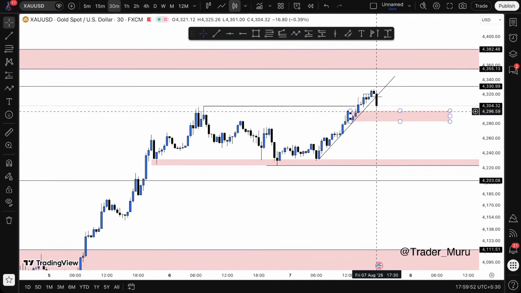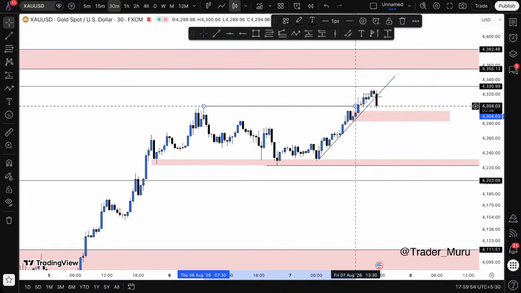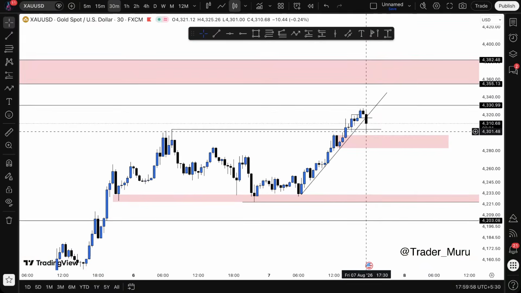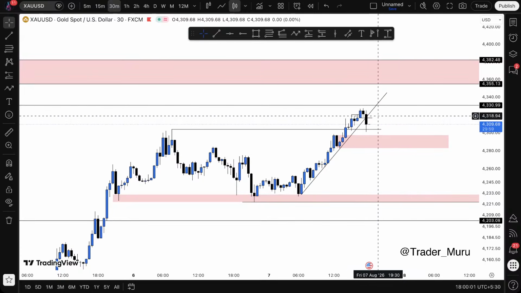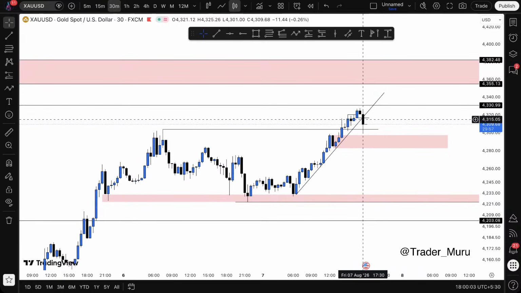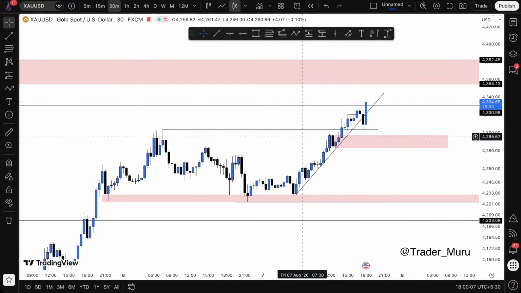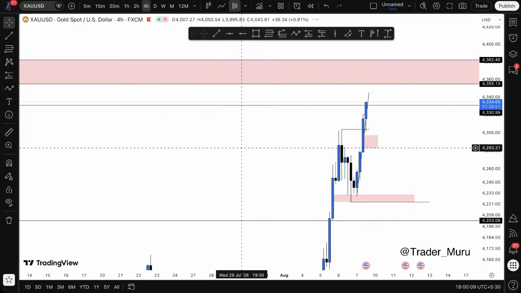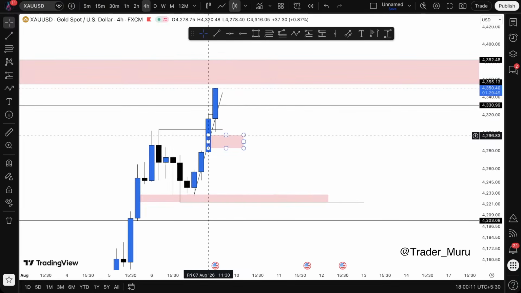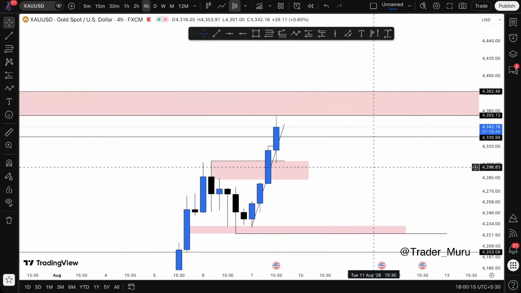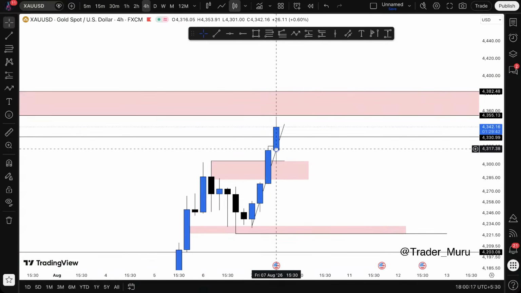Bearish momentum kicking in. Our high is already tested. 4303 is already tested. Price is bouncing from it. We have a closing below. Possible pump. Bullish, 4-hour time frame. Our mitigation block is already tested. Okay. Our area of rejection is also tested.